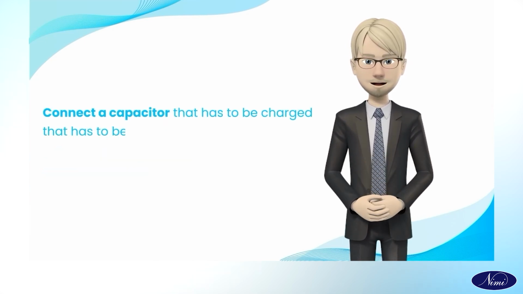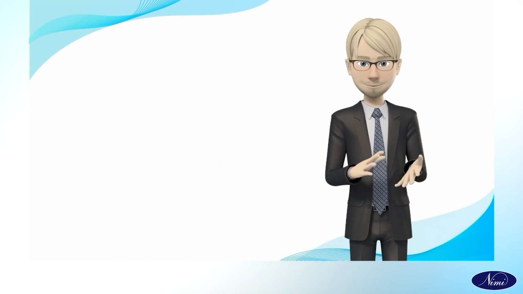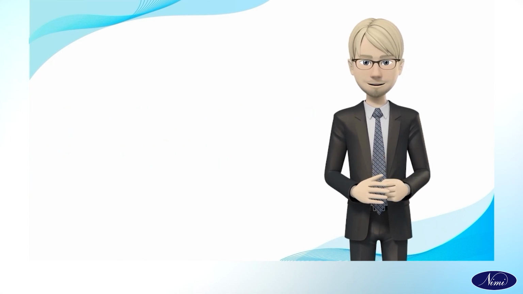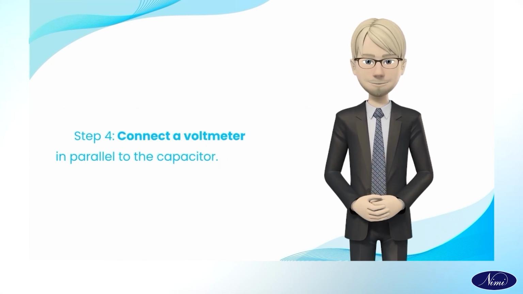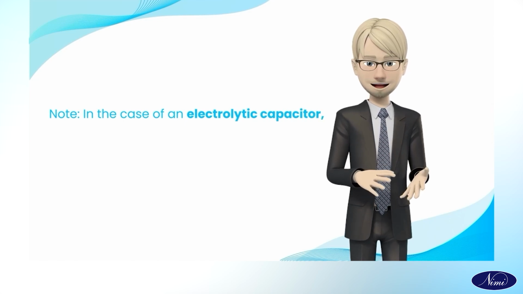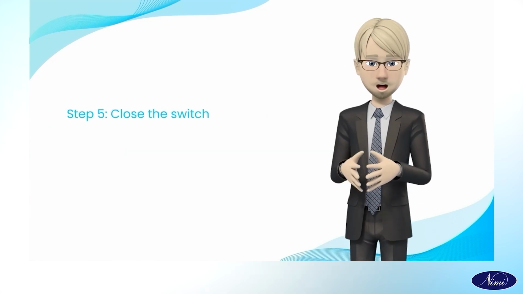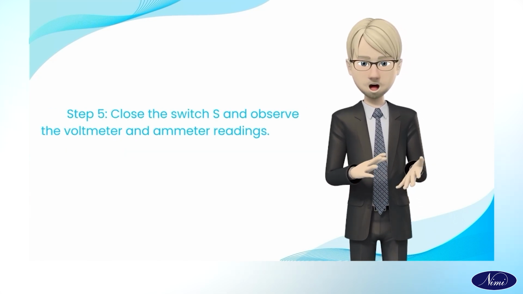Connect the capacitor that has to be charged to the voltage source with a resistor, an ammeter, and a switch all in series. Connect a voltmeter in parallel to the capacitor. In the case of an electrolytic capacitor, use an appropriate instrument with correct polarities. Close the switch S and observe the voltmeter and ammeter readings.